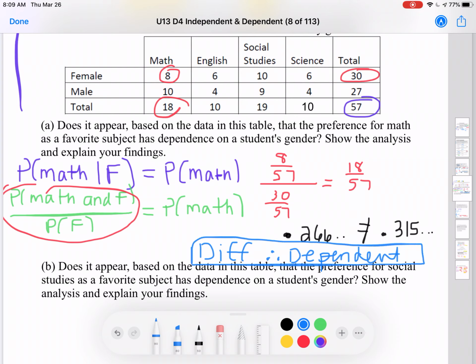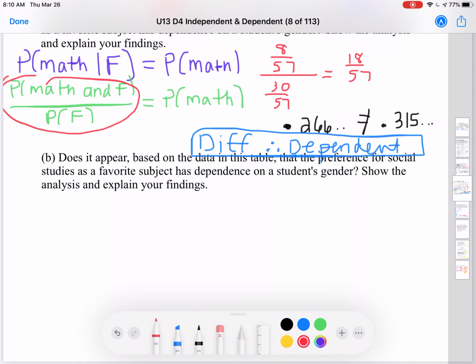Now we're going to do another one based off, I think, the same chart. So it says, does it appear based on the data in this chart that the preference for social studies as a favorite subject has dependence on gender? Show the analysis and explain your findings.